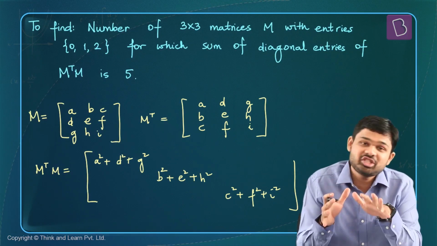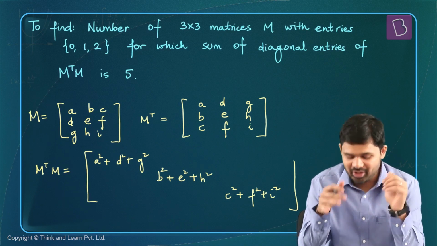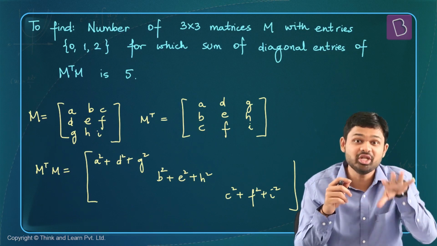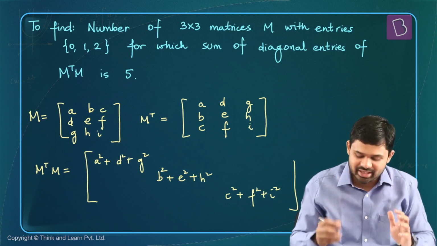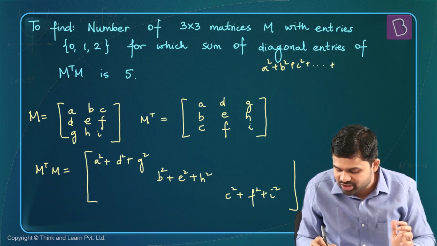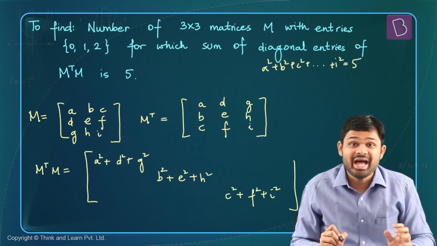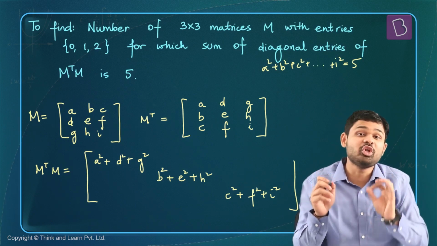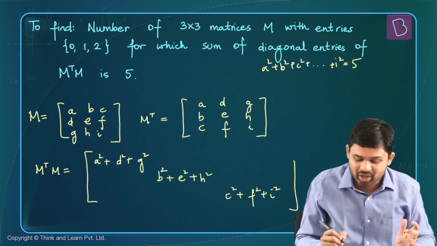So now this has to be equal to 5. Well, you could have avoided all this if you already knew that, and as soon as you saw the question, you would have had to consider A square plus B square plus C square all the way up till I square to be equal to 5, and A, B and C and D and all the way up till I can take only values 0, 1 and 2. So what are the different possibilities?